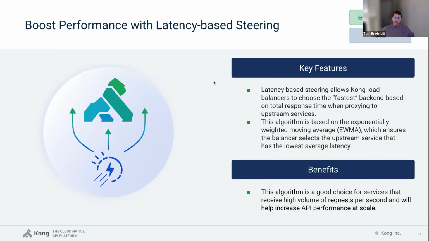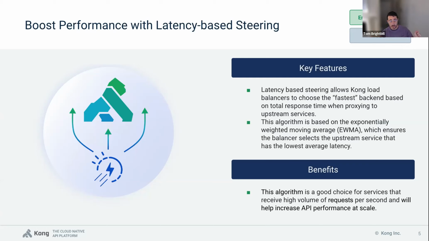And then I think this might be the last thing that I'm talking about, which is latency-based steering. This is a feature that's actually going into open source. It's been a long requested feature, and it allows Kong to load balance to the fastest backend based on total response time when proxying to upstream. This uses a pretty common implementation, the exponentially weighted moving average. Essentially, each Kong node will pick the upstream that has the average fastest time from its own perspective, right?